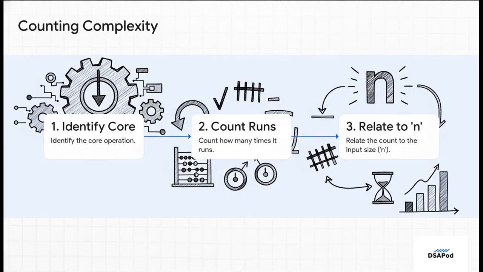So how do we actually do this? It's really just a simple 3-step process. First, you pinpoint the core operation. The main piece of work being done. Second, you count how many times that action happens. And third, and this is the most important part, you figure out how that count changes depending on the size of your input, which we usually just call n.